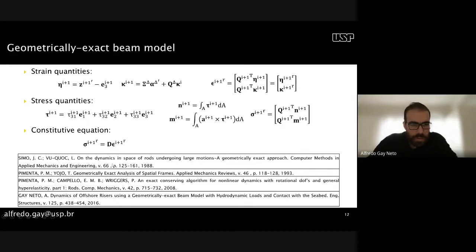This is only one of them that I'm referring to here, but actually there are many very nice articles you can find from Cardona and co-workers. And also Professor Pimenta's works and Campello. Actually, they also have many nice references on these things, so you can find some of them here. I suggest you have a look. And one recent one that I did, in applications for offshore risers using this formulation, for example. So you can have a look.